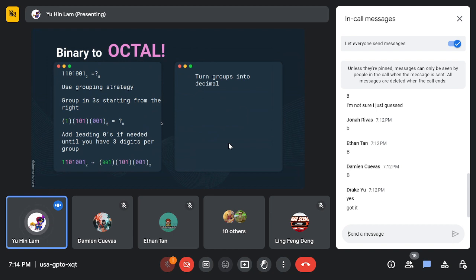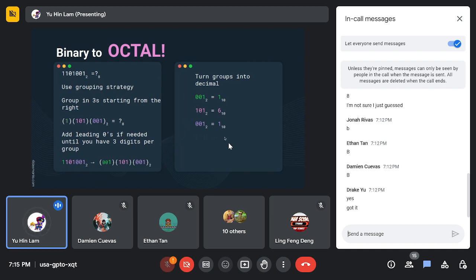Okay, and then our next step would be turning groups into decimals. So when we convert 001 base 2 into a decimal, it will be 1 base 10. This one is just like what we learned last week, converting non-decimals to decimals. And then we will do the same for the other 3 groups. 101 base 2 is equal to 6 base 10, and 001 base 2 is equal to 1 base 10.